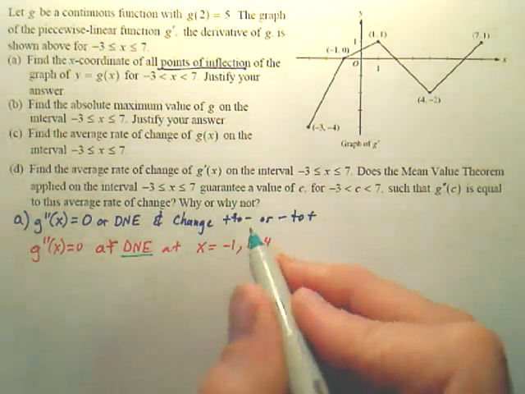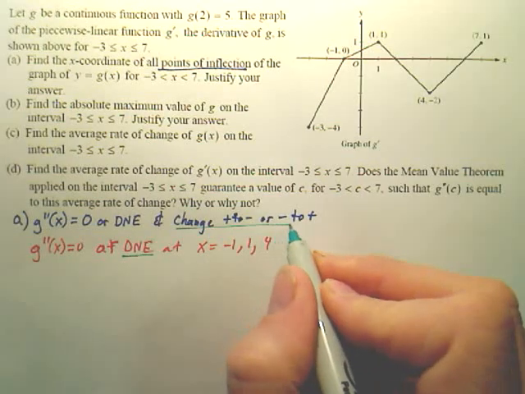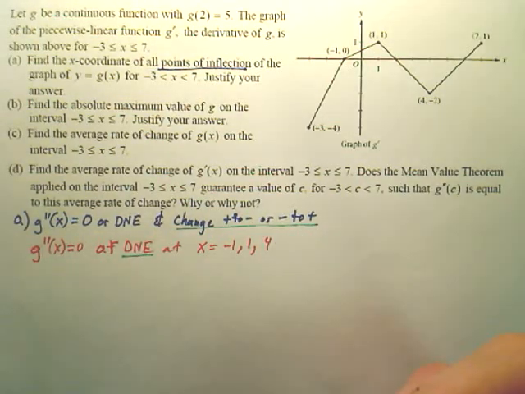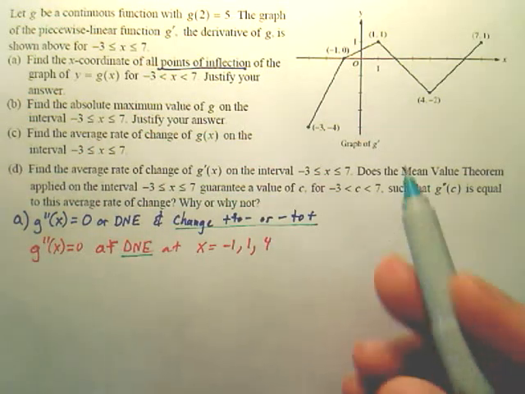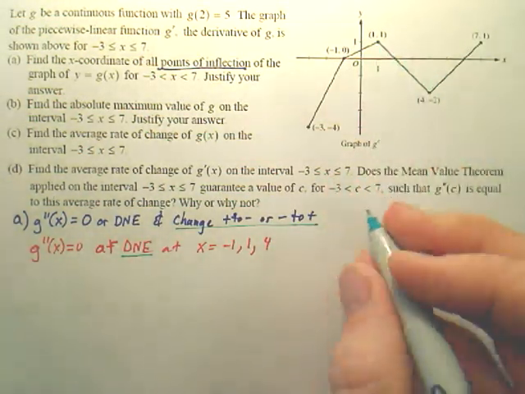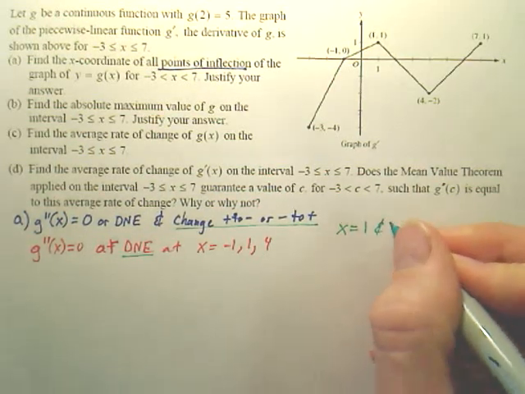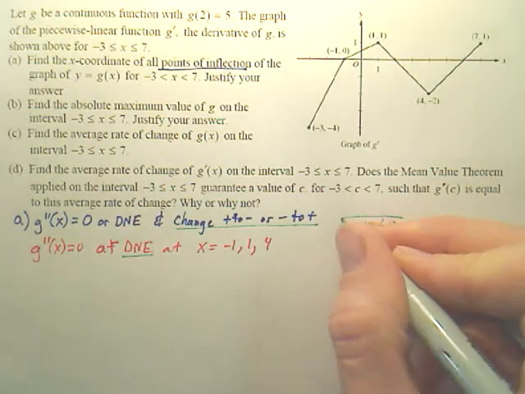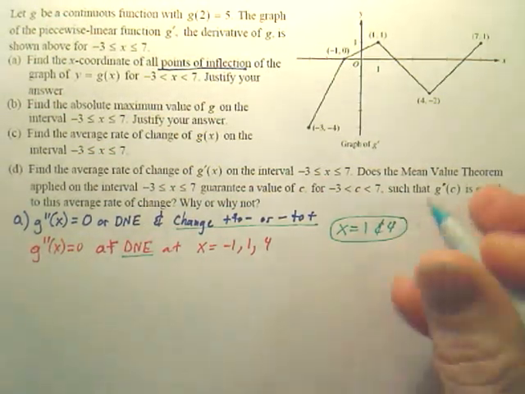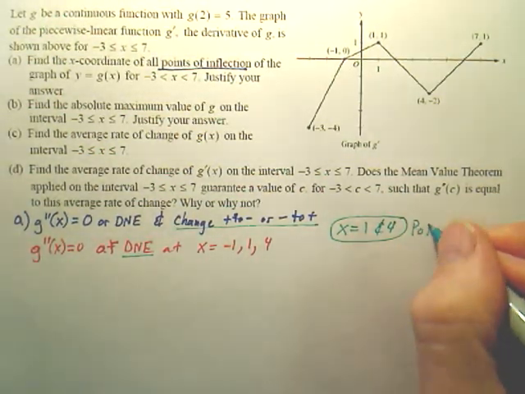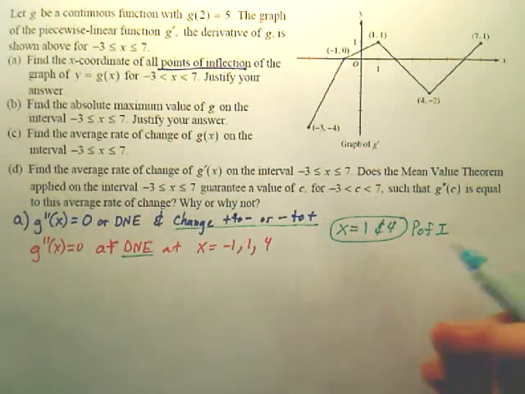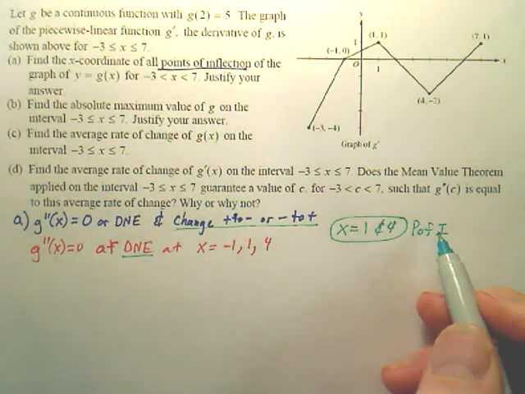Now, out of these, which are we looking for? We need this stipulation: which ones have a change, either positive to negative or negative to positive? So when you look at this, the only ones possible would be x equals 1 and 4. These are your points of inflection.